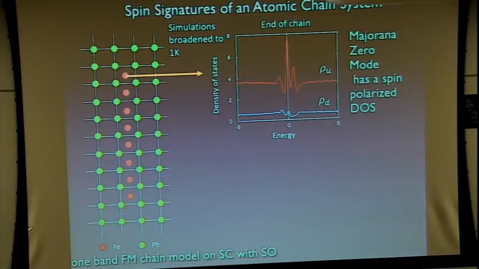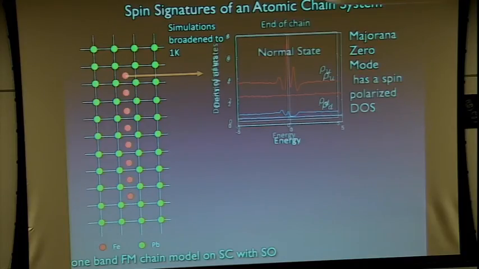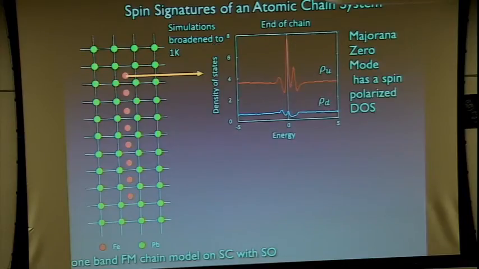You might think STM would show that, and also then what you do is you go into the topological phase and introduce superconductivity into this system. You would get up and down polarization. So the Shiba states would show up and down polarization as well. And the Majorana would show up and down polarization. Okay?